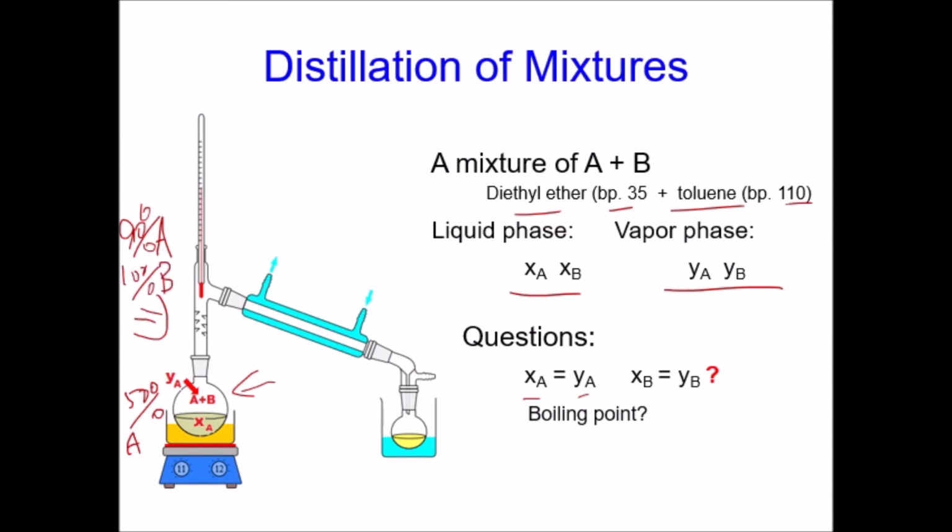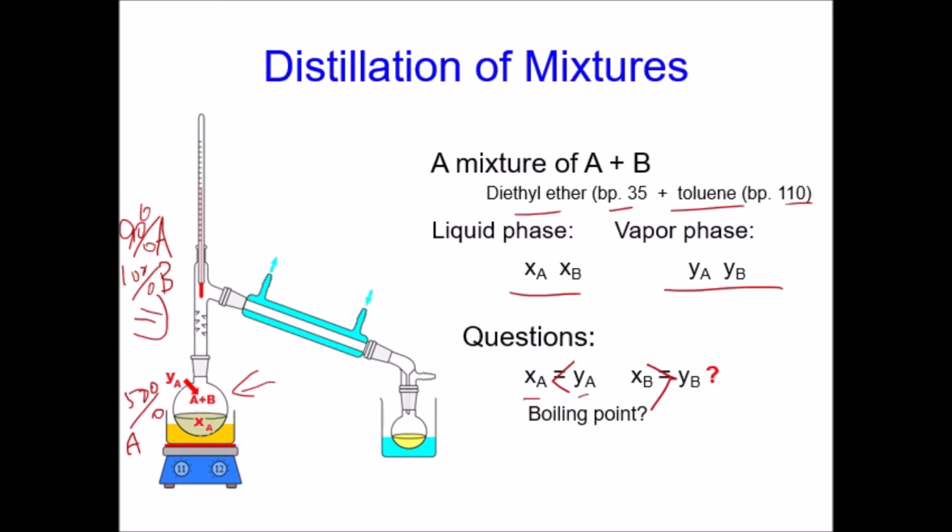So that indicates that the component that is more volatile should have higher mole fraction in the gas phase than the liquid phase. On the other hand, the less volatile component stays more in the liquid phase than in the gas phase. So XB is greater than YB.